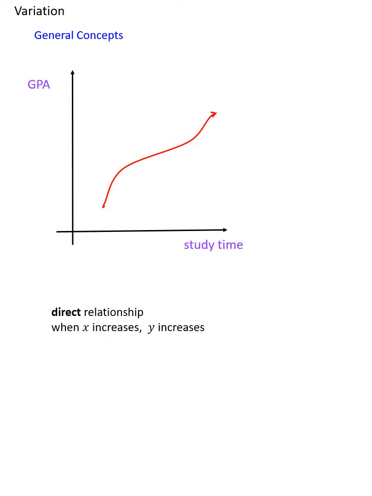For example, one could surmise that as study time increases, GPA increases. In this particular graph anyways. So study time and GPA are said to have a direct relationship with each other.